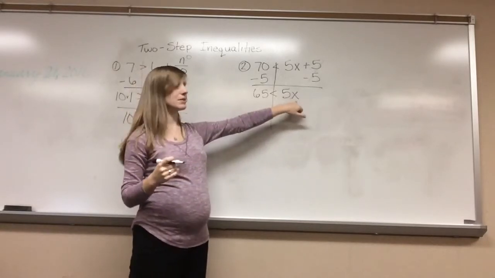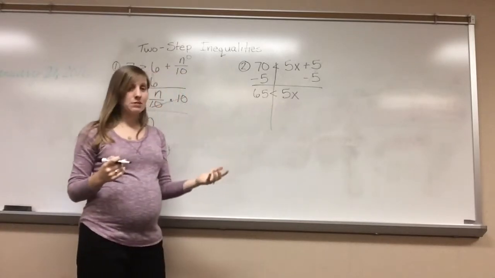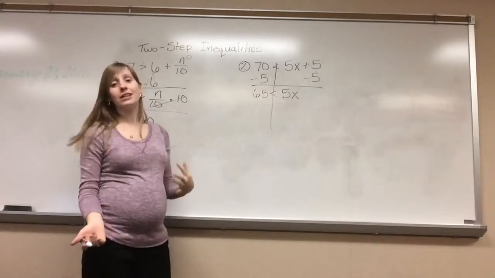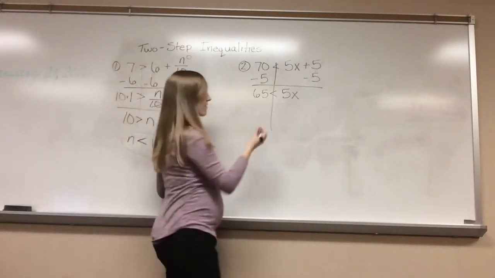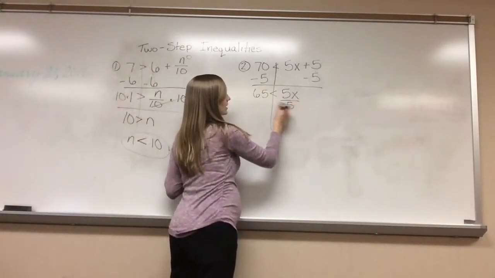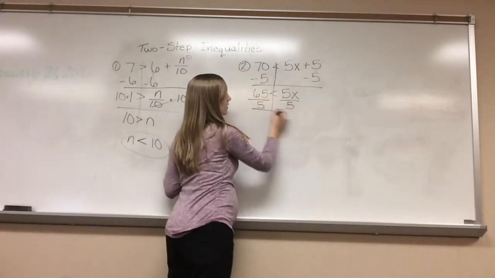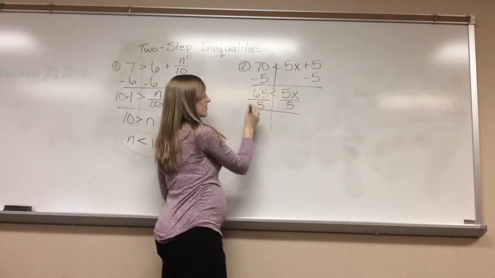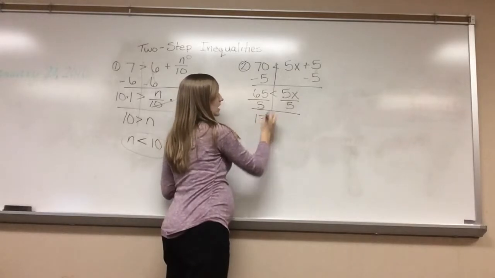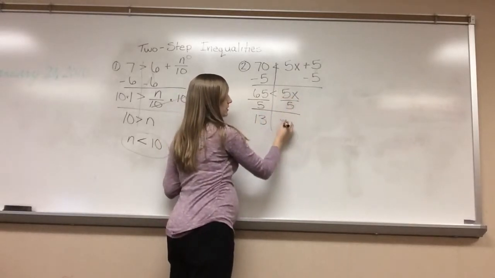This is 5 times x, so the opposite of multiplication is division. So I need to divide both sides by 5. Here and here. 65 divided by 5 is 13. These 5's cancel and I'm left with x.